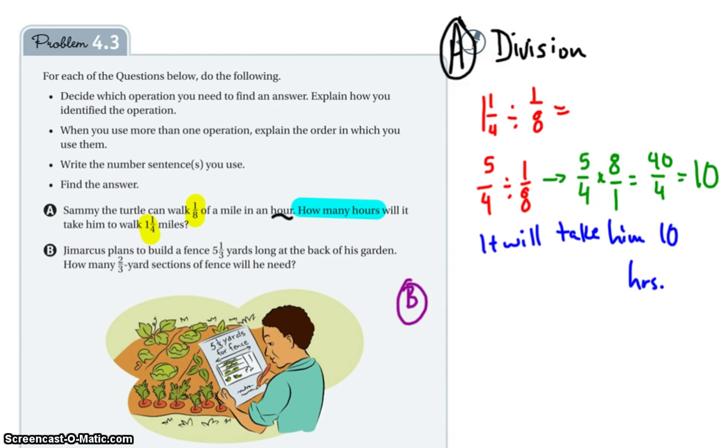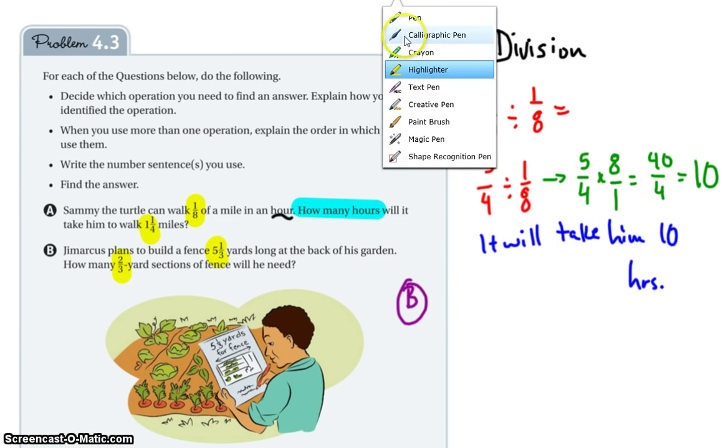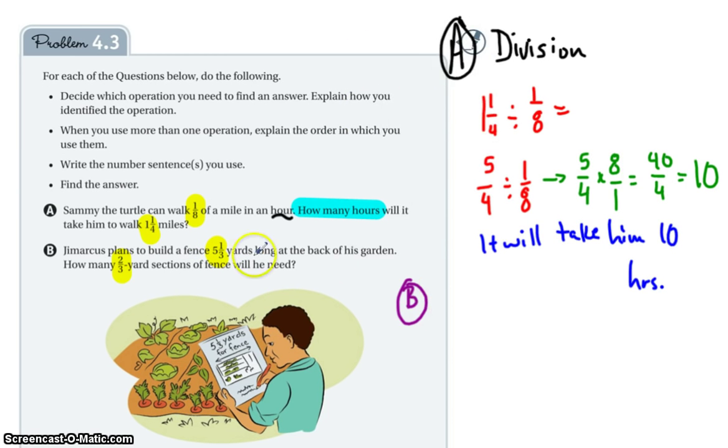All right, so let's highlight our numbers that we think we're going to need. I need a fence that is this long, so I'm definitely going to use that. And then when it says how many 2/3, this tells me how long the pieces are that I'm using. So it's asking how many 2/3 sections are going to be in my total fence, and my total fence is 5 1/3. So again, this is going to be a division problem because I'm trying to figure out how many 2/3 are in 5 1/3.